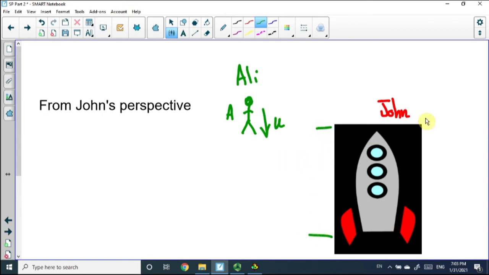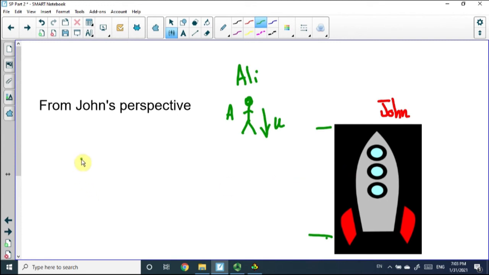So now you can see that for John, the beginning of the event is at the tip of the spaceship and the end of the event will be at the bottom side of the spaceship. So for John, he's seeing the event starting and finishing at two different locations. And that means the time measured by John is not proper time. So that's not the proper time.